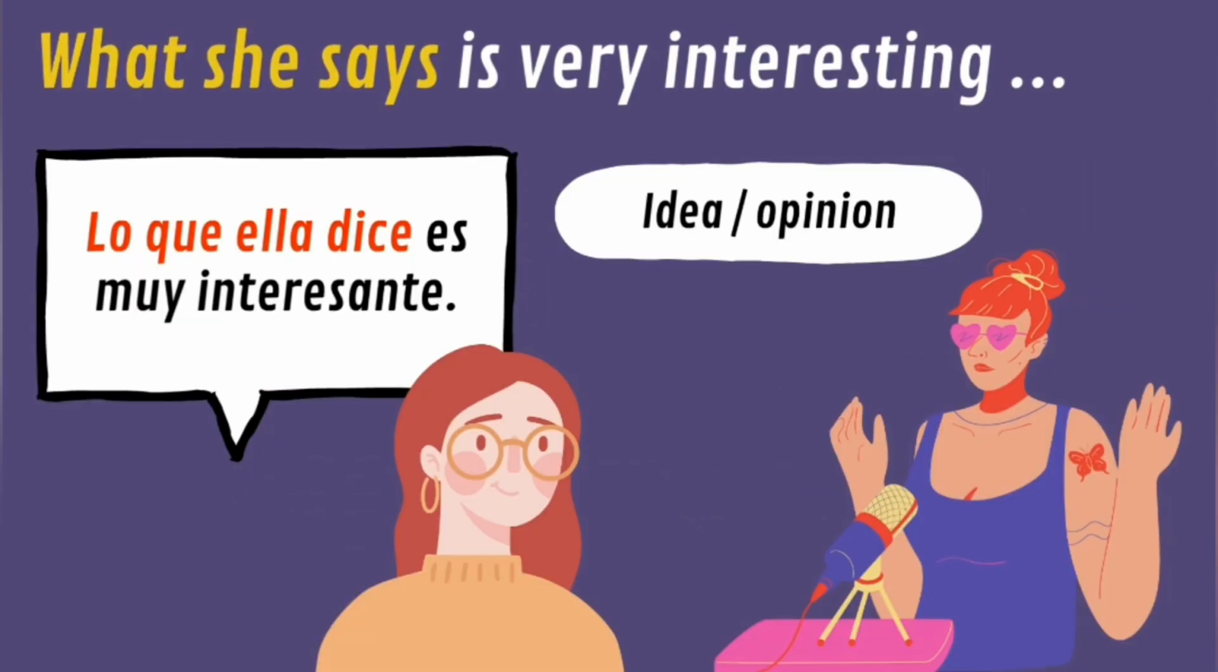Okay, here we have this sentence. What she says is very interesting, okay? Here we are expressing an idea or opinion. That idea or that opinion is very interesting. So if we want to say what she says is very interesting in Spanish, then you have to say lo que ella dice, what, lo que, she says, ella dice, is very interesting. Es muy interesante. Okay? What she says, lo que ella dice, is very interesting. So you're showing an idea or opinion. That's why what is having this meaning in Spanish. Lo que.